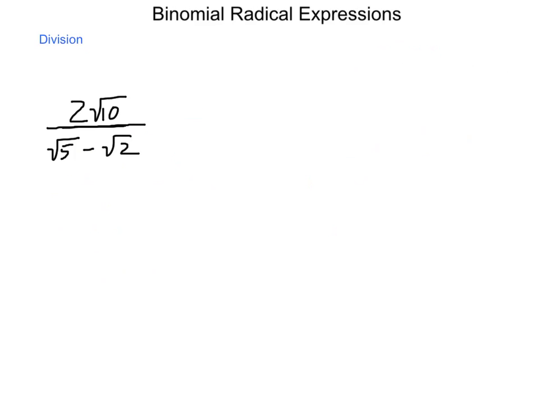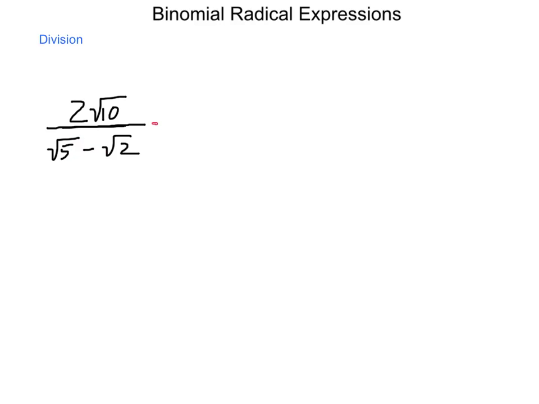So if we have 2 square root of 10 divided by square root of 5 minus the square root of 2, for a simplified form we cannot have any radicals in our denominator. So we cannot have a square root of 5 and we cannot have a square root of 2. In order to eliminate these, or turn them from irrational numbers into rational, we are going to multiply by the conjugate of this expression. So instead of square root of 5 minus square root of 2, we're going to change the subtraction into addition and multiply.